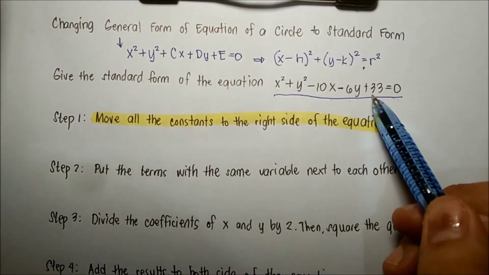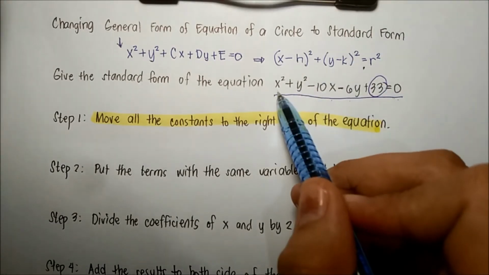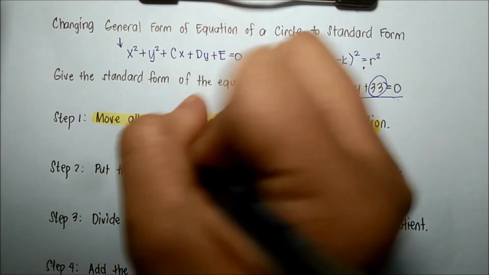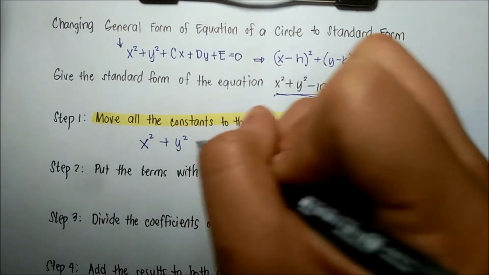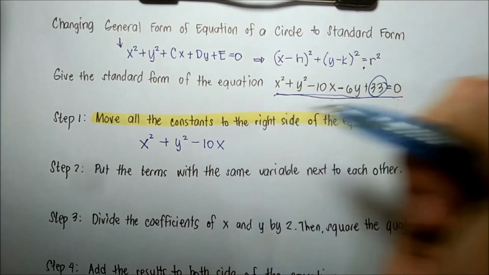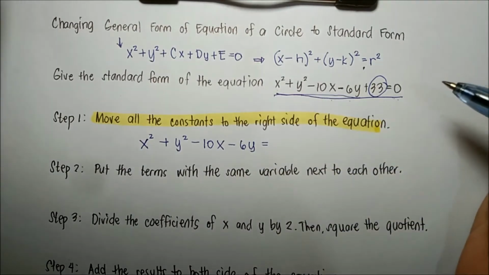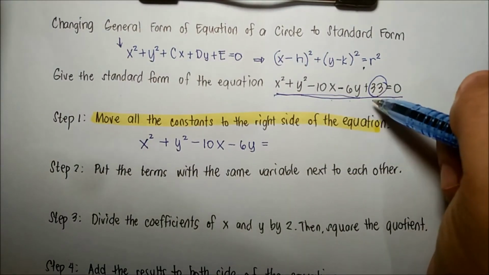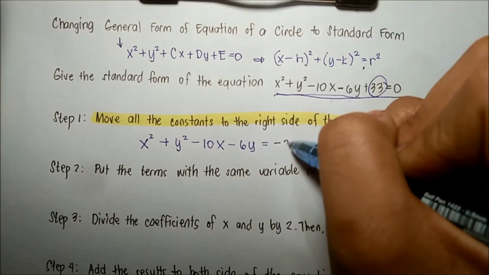What are the constants in this given equation? We have the number 33. So we'll copy x squared plus y squared minus 10x minus 6y, and then we will write the equal sign. Since this one is positive, when we move it on the other side, it becomes negative, so we have negative 33.